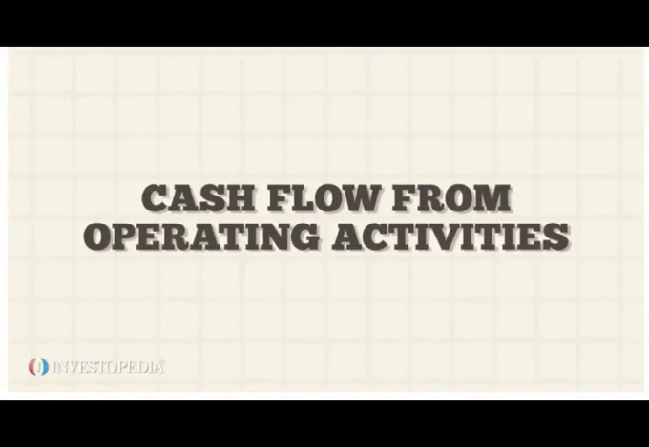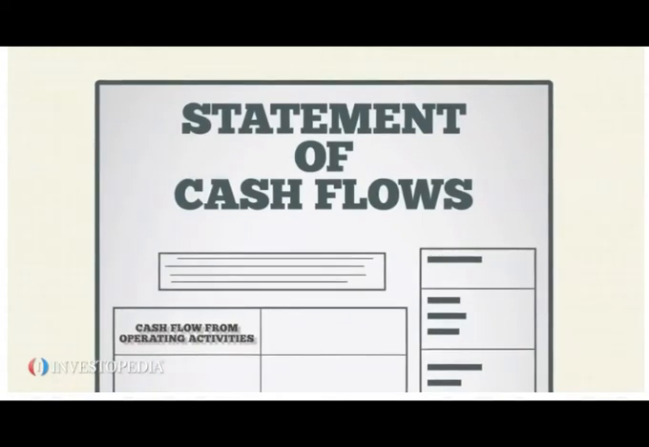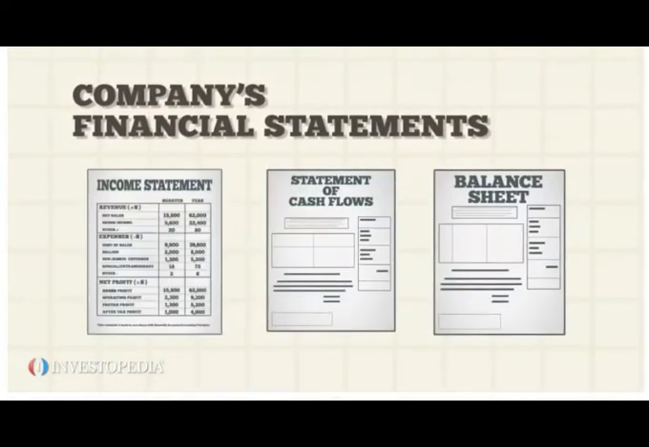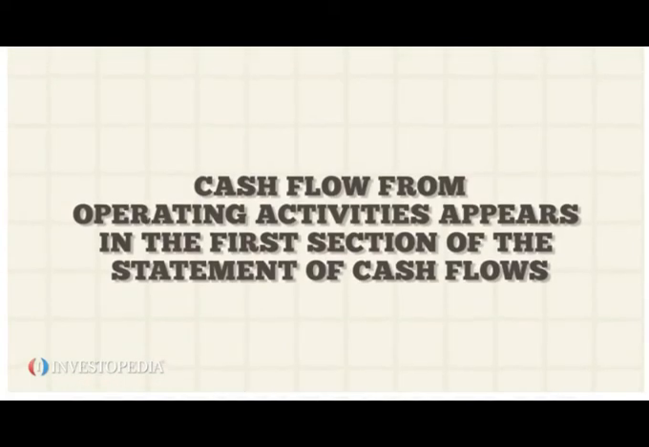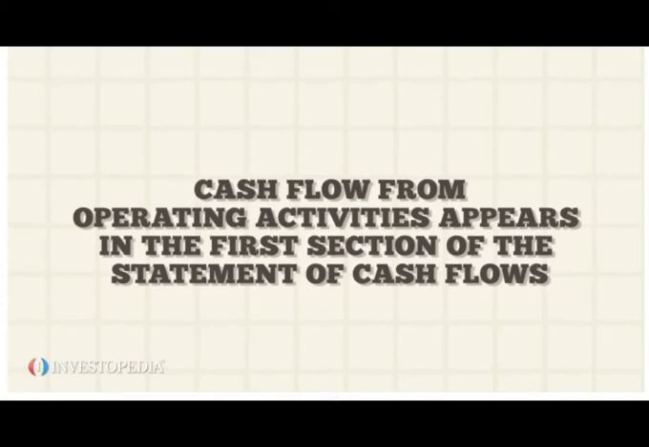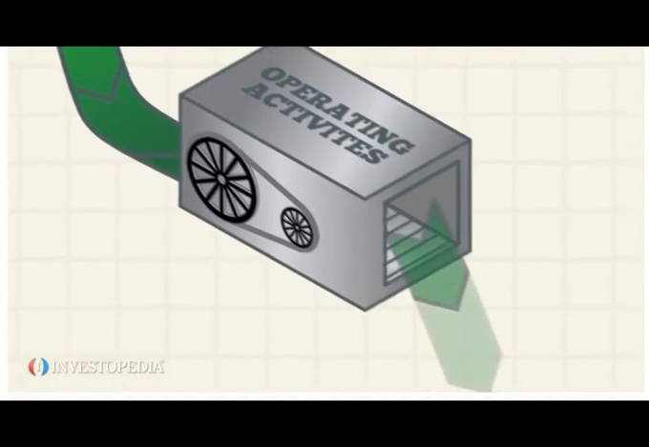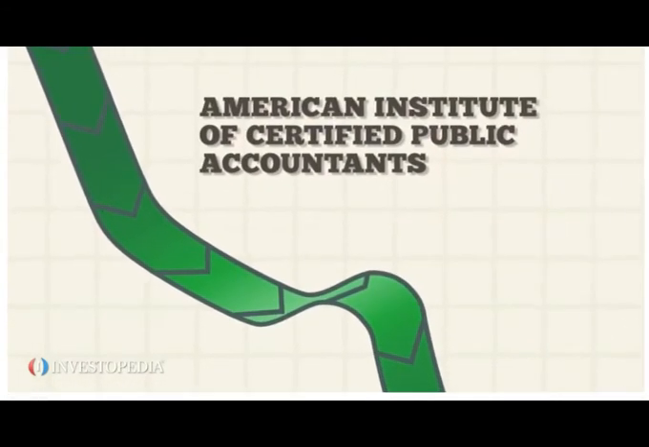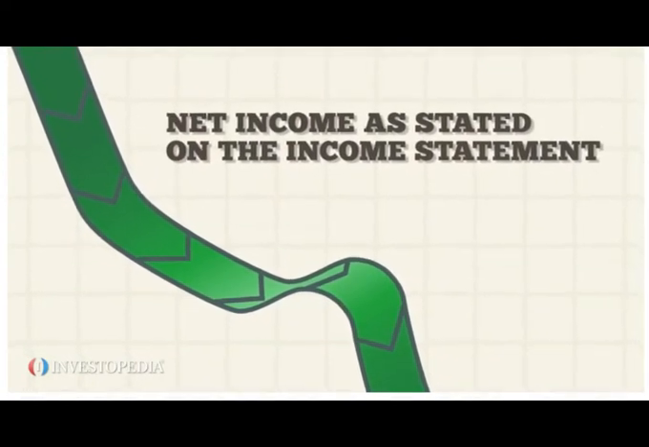Cash flow from operating activities is a section of the statement of cash flows that is included in a company's financial statements after the balance sheet and income statements. It appears in the first section of the statement of cash flows. There are a number of different ways to calculate it, but the American Institute of Certified Public Accountants recommends starting with net income as stated on the income statement.